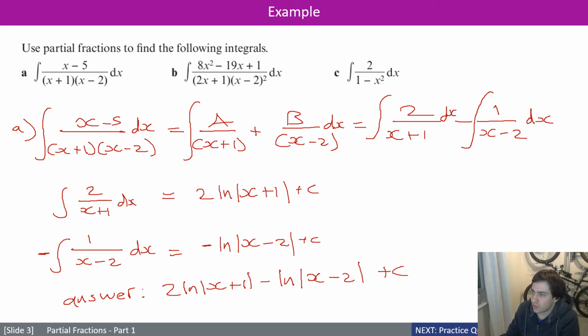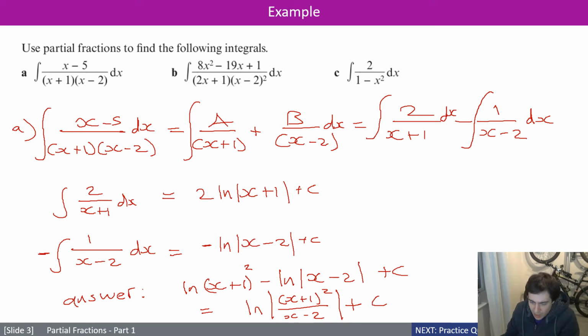So in this case, here's how we're going to simplify it. We're going to use all of our log rules, right? So that 2 ln of x plus 1, let's bring the square up as a power. So we'll get ln of x plus 1 squared. I can get rid of the mod now because it's a square number. And then this minus ln x minus 2 tells me I can divide these two expressions. So I'll end up with x plus 1 squared divided by x minus 2. So this is just using log rules, nothing else. And that's it. That is our final answer.